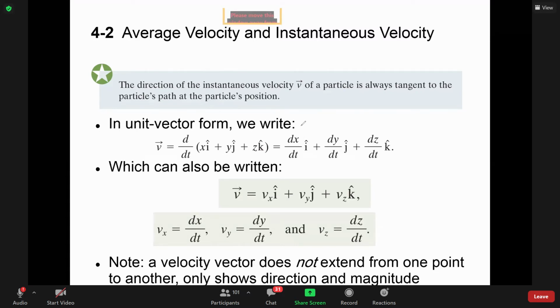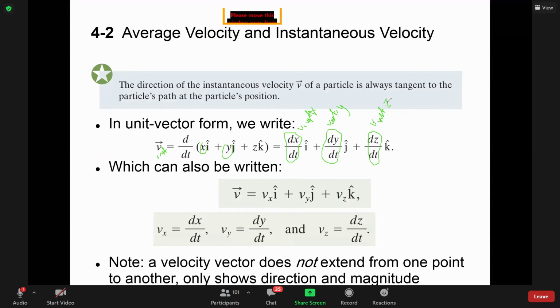What is this? dx by dt. And what is this? This is v instantaneous x, the x component of the instantaneous velocity. And what is this? V instantaneous y. And what is this? This is V instantaneous z. So each instantaneous velocity is defined according to its position.